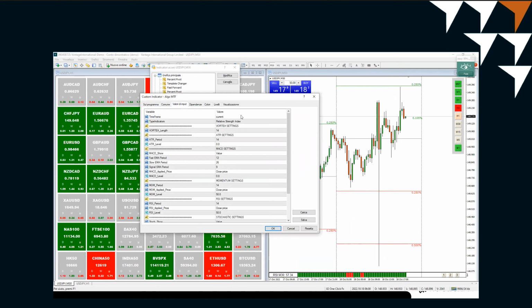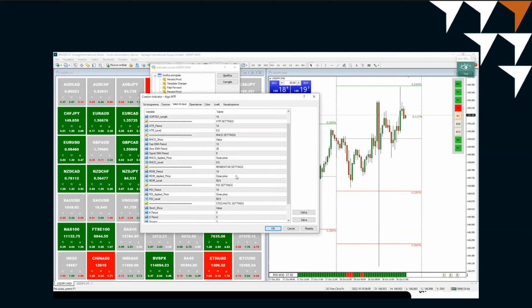If you go to the input section, you can see here that you can choose between Vortex, ATR, which I don't advise. I mean, it's probably the one I let go. The MACD, momentum, RSI, and stochastic oscillator. And you can also set up the values, the relevant thresholds for every indicator.